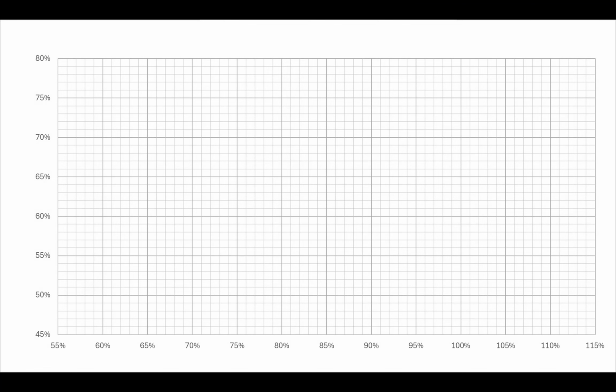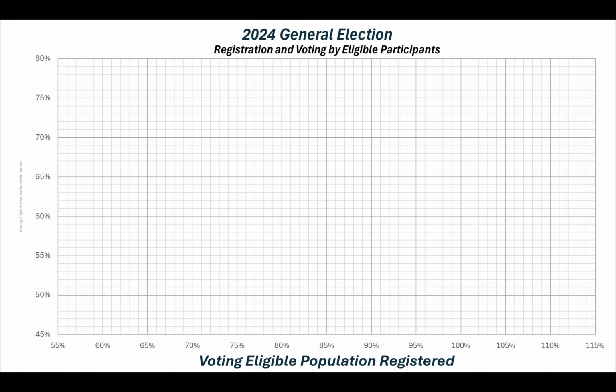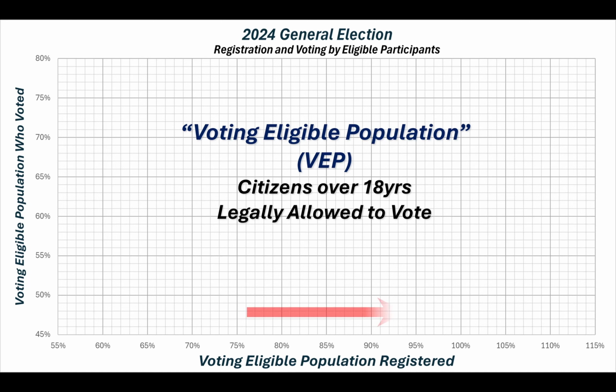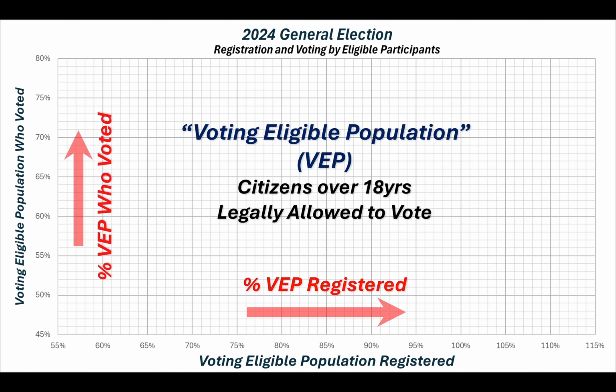The data in this graph are for the 2024 election. For reference, I'm using the voting eligible population, which includes citizens over 18 and those legally allowed to vote, VEP for short. The horizontal axis shows the percent of the voting eligible population that are registered in a particular state, and the vertical axis shows the percent of the voting eligible population that turned out.